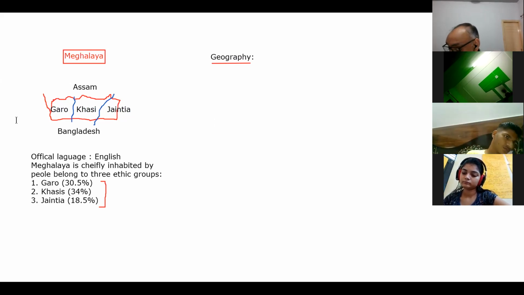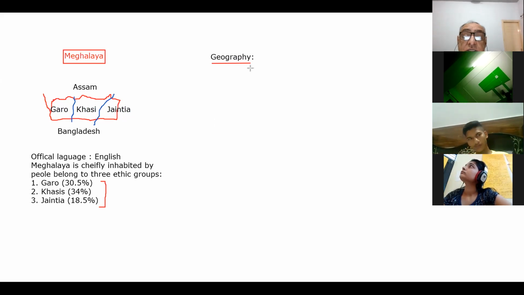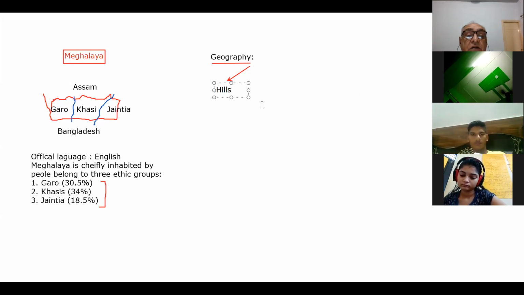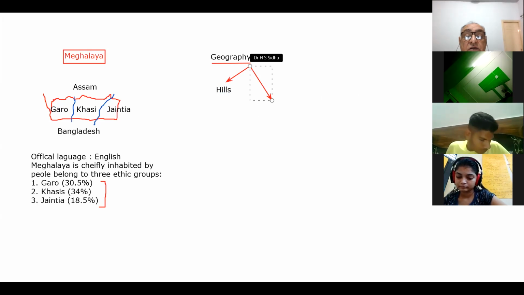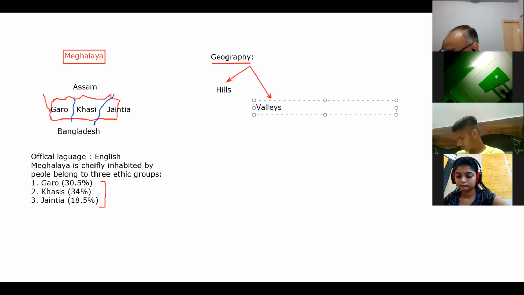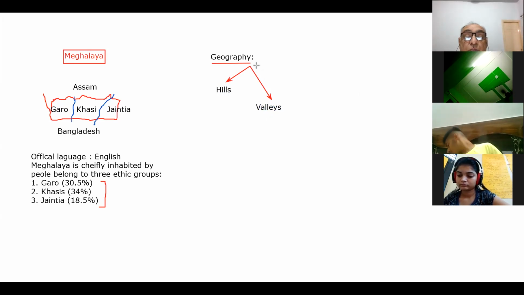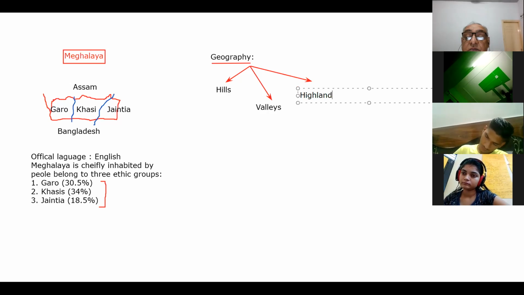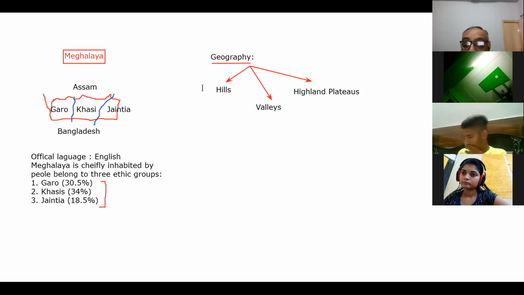Mainly these are the three broad groups of the state, because in the state of Meghalaya there are three types of features: hills, valleys, and highland plateaus. Highland plateaus means tableland. So in Meghalaya, there are these three features mainly.